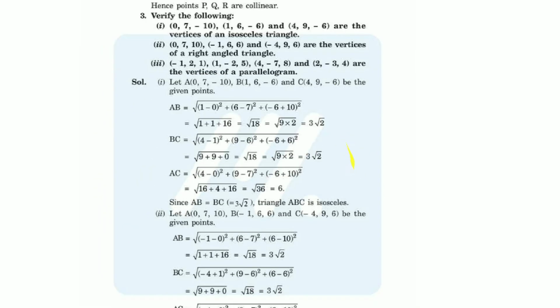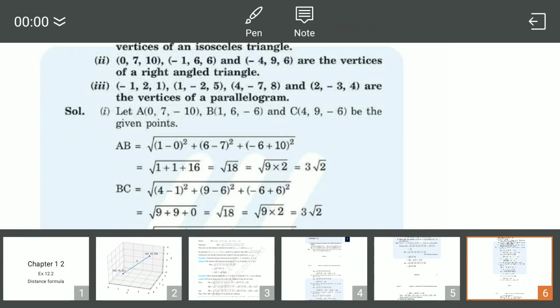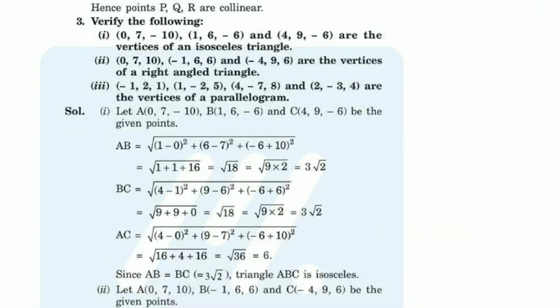Okay, so this was question number 2. Next, question number 3. Verify the following. The first question is, there are 3 points given to you. You have to show that they are the vertices of an isosceles triangle. Now, isosceles triangle, we know 2 sides should be equal.